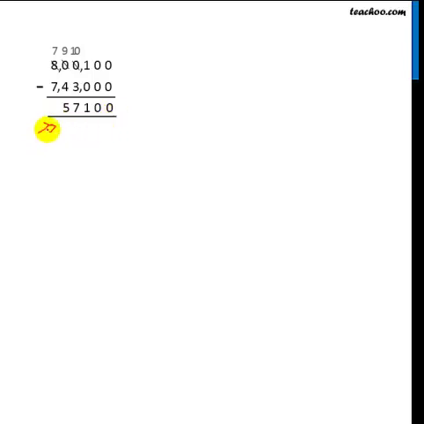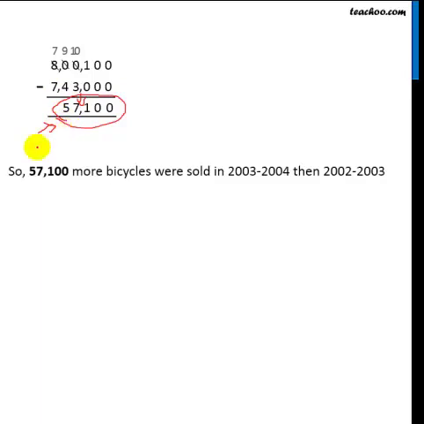Now we write the commas. We put this comma below, something like this. This comma we don't require. So the number of bicycles which are greater is this. 57,100 more bicycles were sold in 2003-4 as compared to 2002-3.